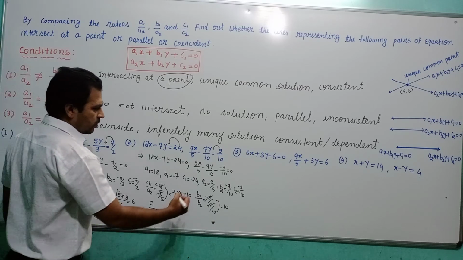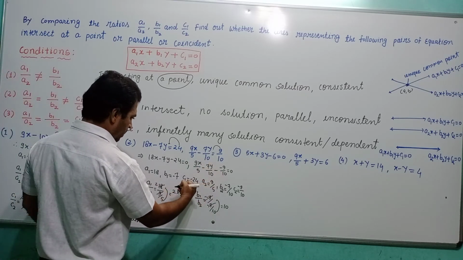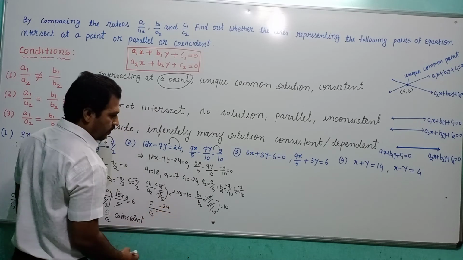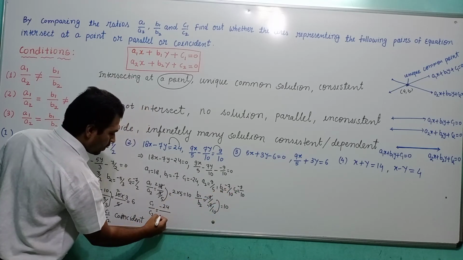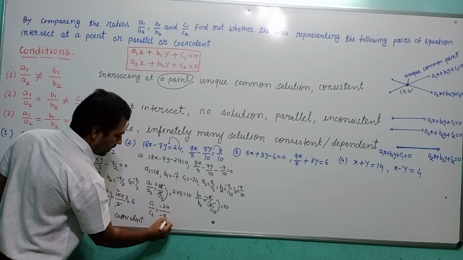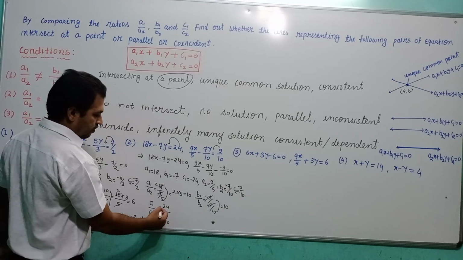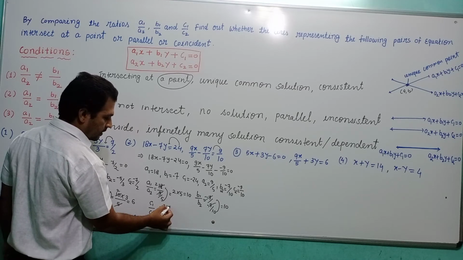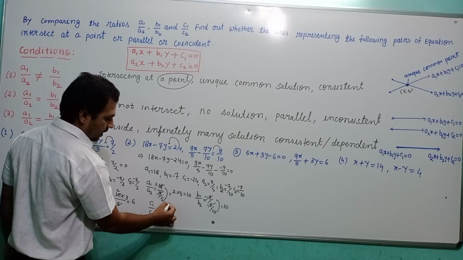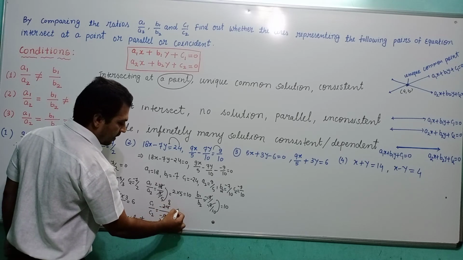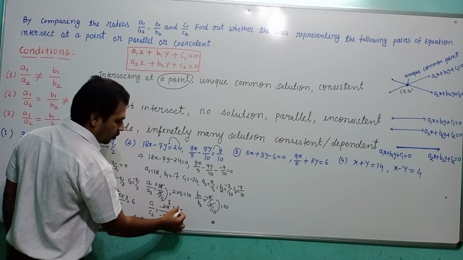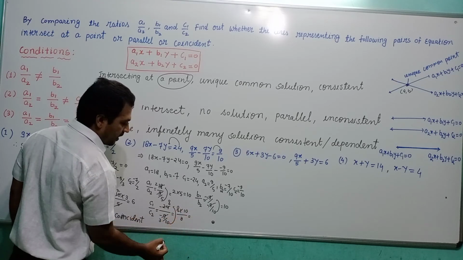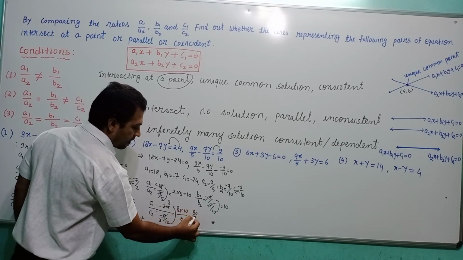So c1 by c2, what is c1? The value of c1 is minus 24. Value of c2 is minus 9 by 10. Right, students? So minus minus will be cancelled out, cancelling by 3 and cancelling by 3. So we are getting 8. So what we are getting? 8 goes to the numerator, 10 by 3. What we are getting? 80 by 3.